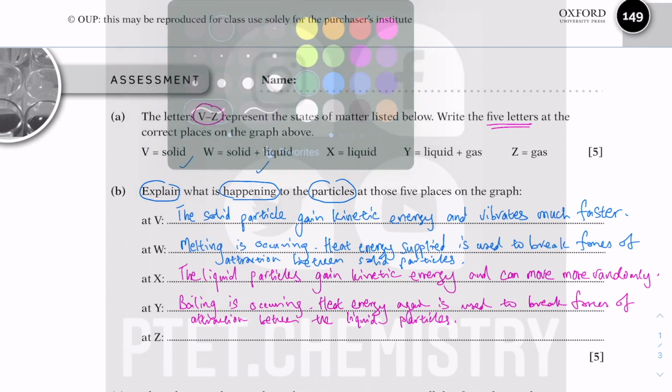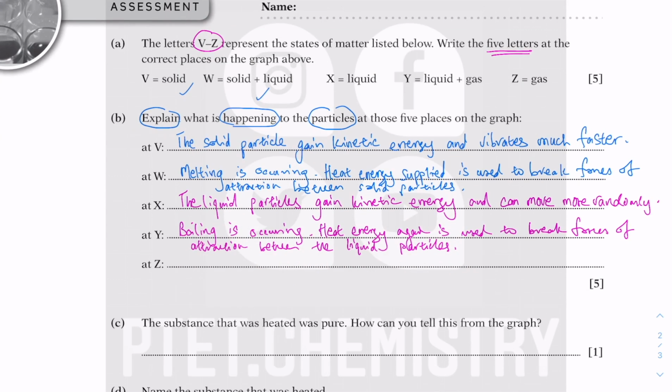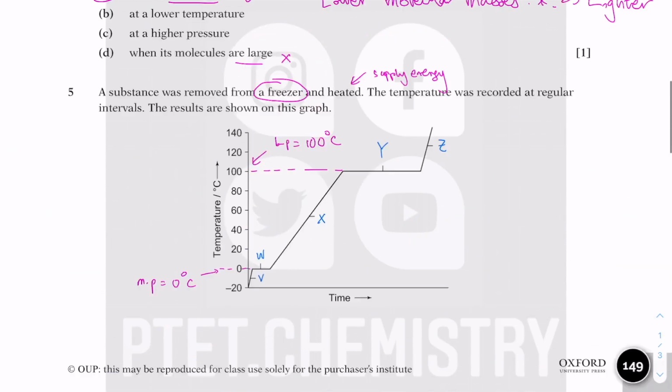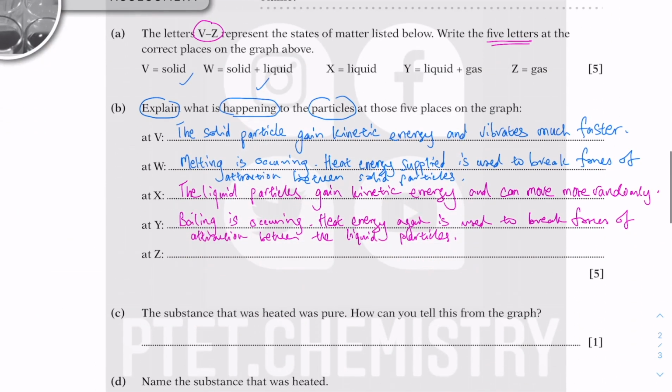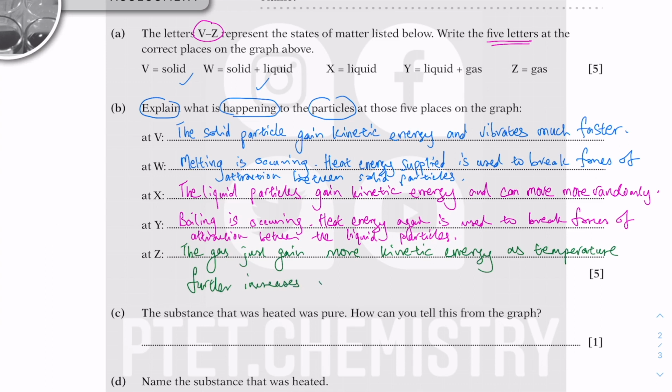And last but not least, you have the gas. Z is already a gas. So what happens there is the gas just gains more kinetic energy as temperature further increases. Above the boiling point, it's already a gas, it doesn't turn into something else again.